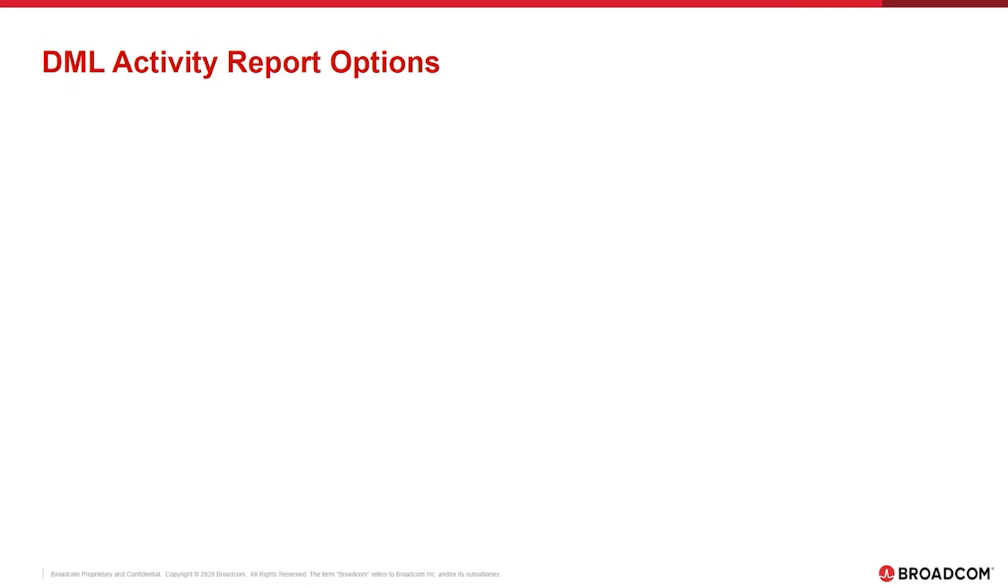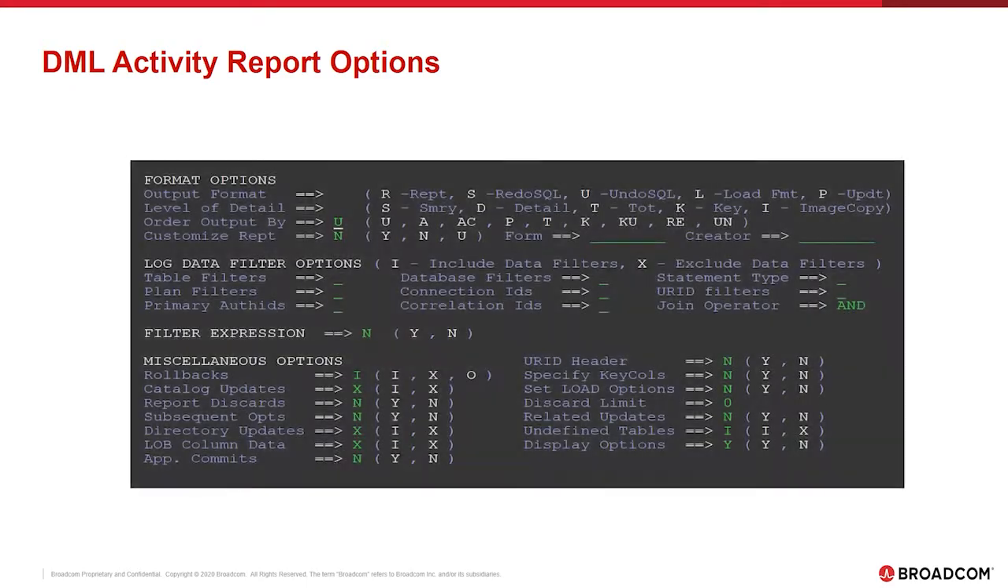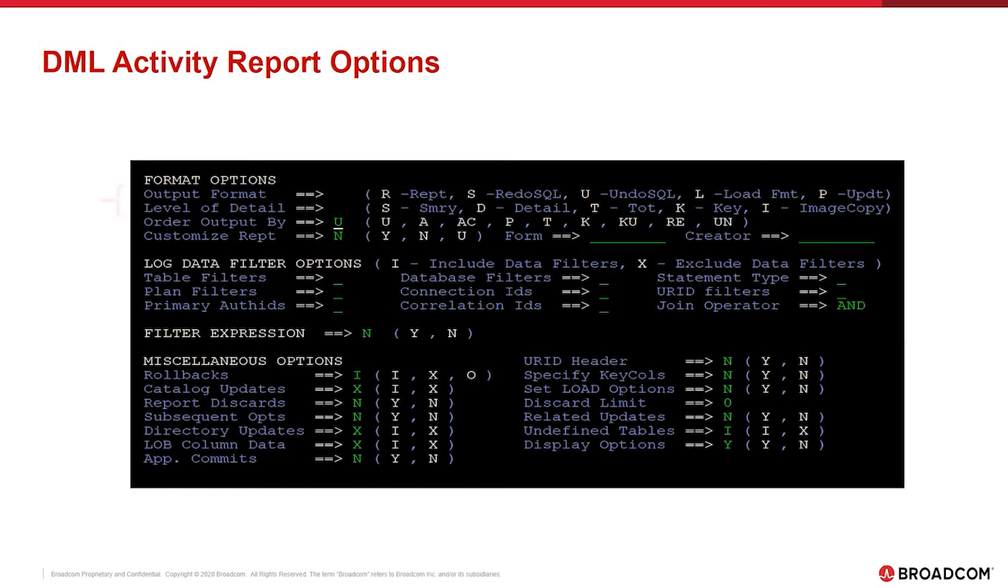This is the DML activity reports landing page. It allows you to specify a lot of options for your reporting. Output format allows you to select the output format, whether it's a report, a redo SQL, or else what. Level of detail lets you determine the amount of detail of the output, such as summary, detail, total number of actions, and etc. Log data filters allow you to narrow the scope of the output.